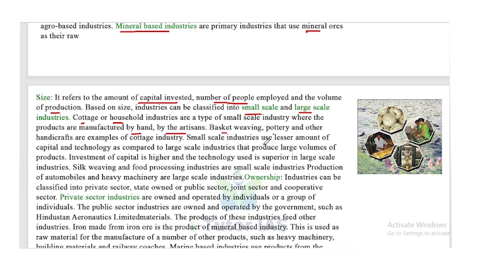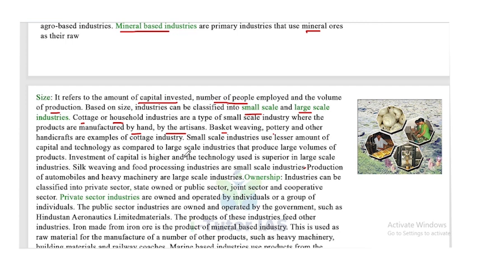Small scale industries use a lesser amount of capital and technology as compared to large scale industries that produce large volumes of products. Investment of capital is higher and the technology used is superior in large scale industries. Silk weaving and food processing industries are small scale industries. Production of automobiles and heavy machinery are large scale industries.